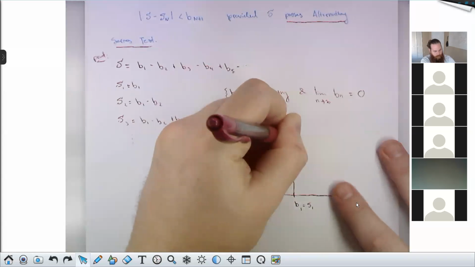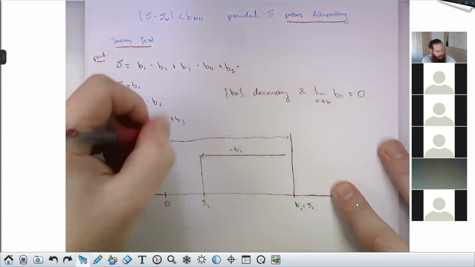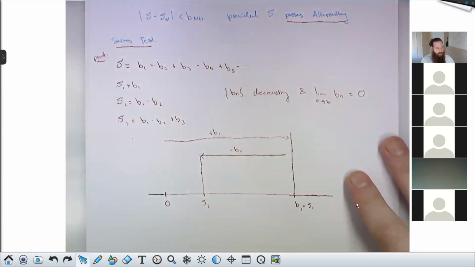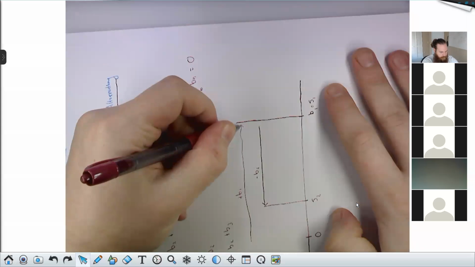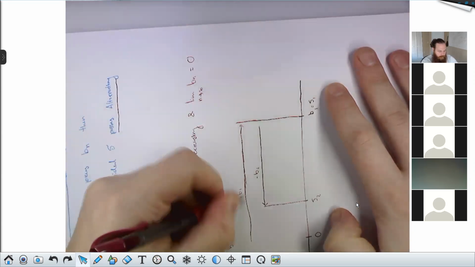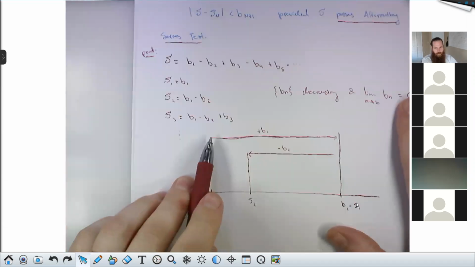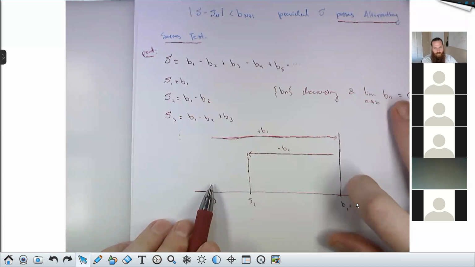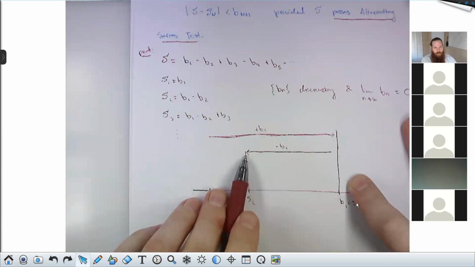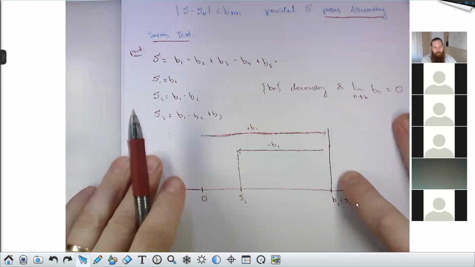Well, because to get from 0 to S1, I added B1, right? And the BNs are decreasing. So the fact that the BNs are decreasing tells me that each step I take is going to be smaller than the step before. So I started over here at 0, and I walked to the right B1 units to get to S1. Then I walk back left B2 units, and I know that the distance I'm walking back left is smaller than the distance I walked right because the BNs are decreasing.